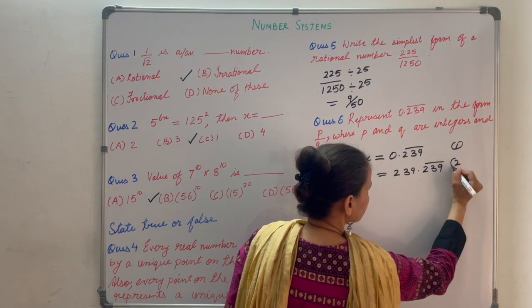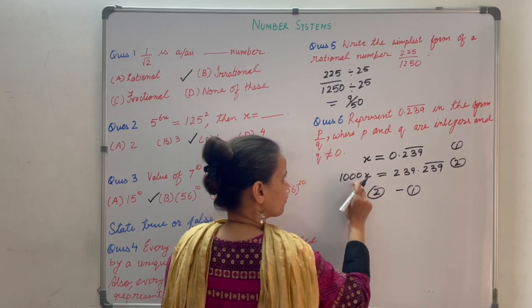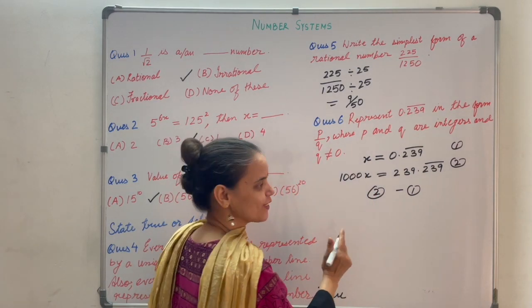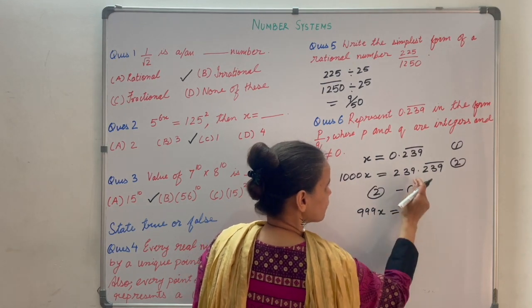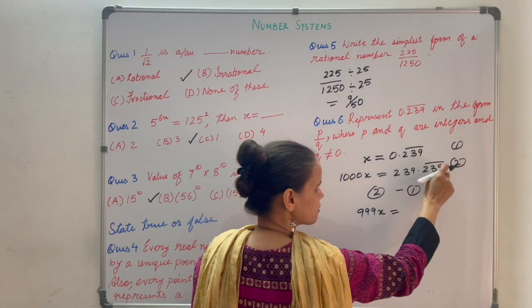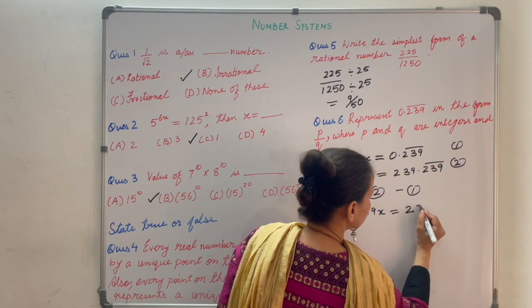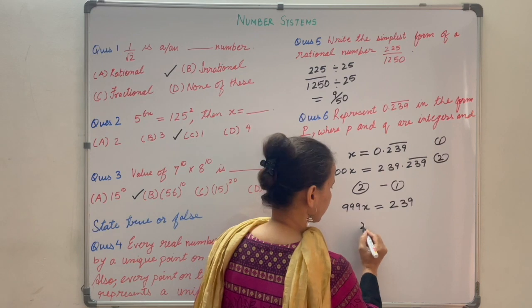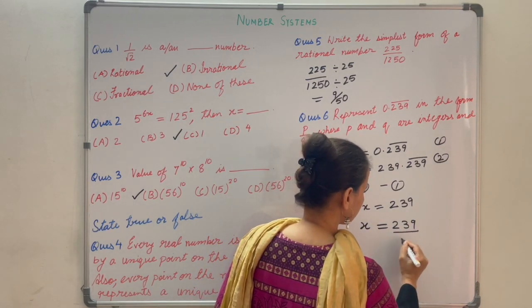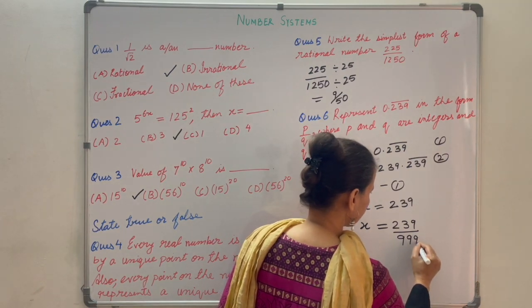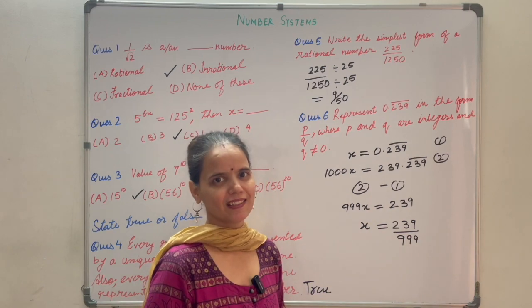Now I am going to subtract the first one from the second one. So 1000x minus x will give you 999x. And when you subtract, the decimal part will be cancelled out. Only the whole part you will have, so you will have 239. So x is equal to 239 upon 999. So the rational number is 239 upon 999.